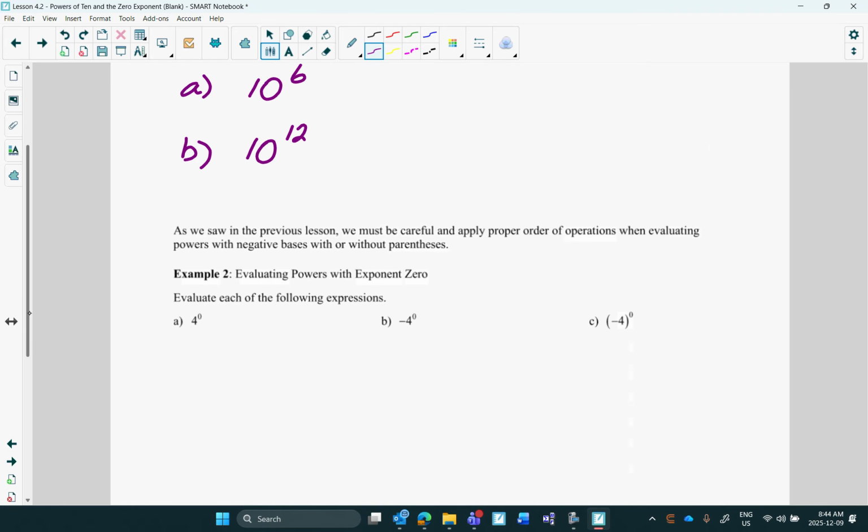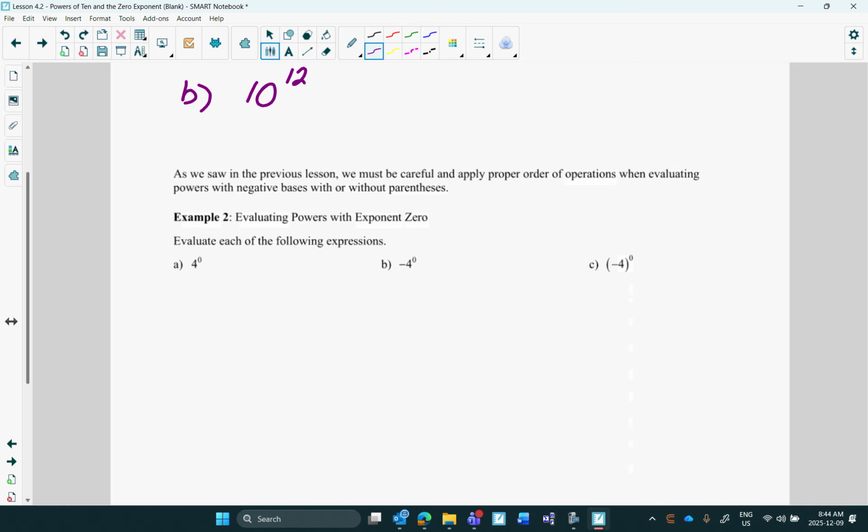And finally, remember we talked about parentheses and negative bases. So the question is, which of these answers are 1 and which are -1? Well, the first one is 1, for sure.